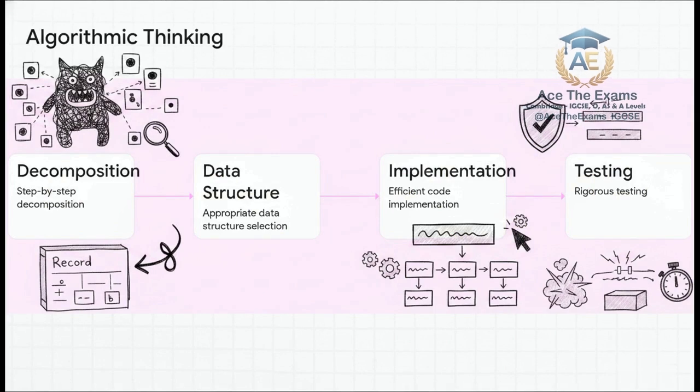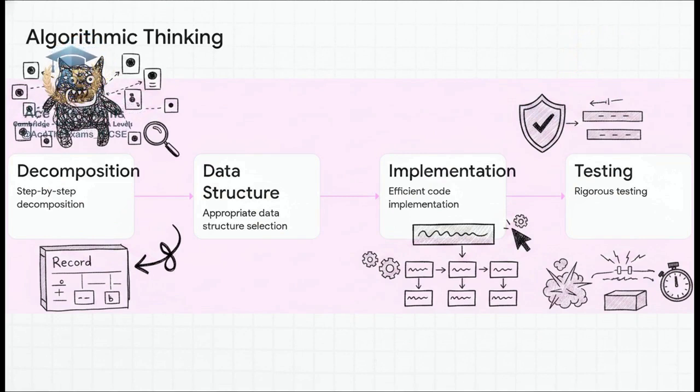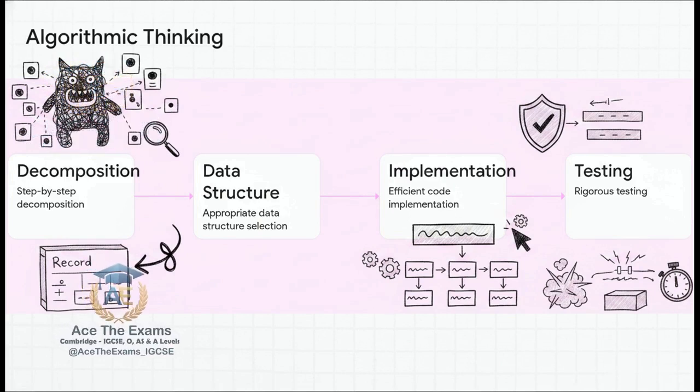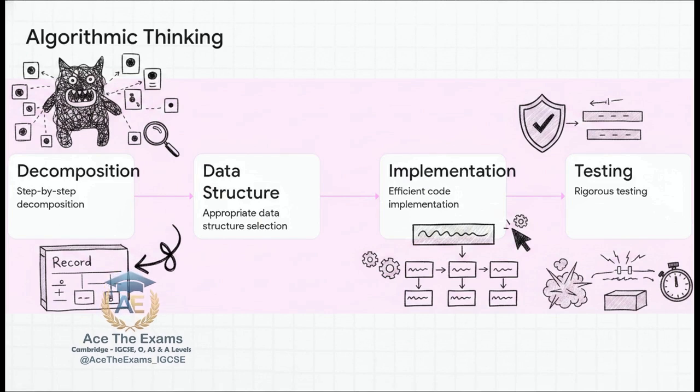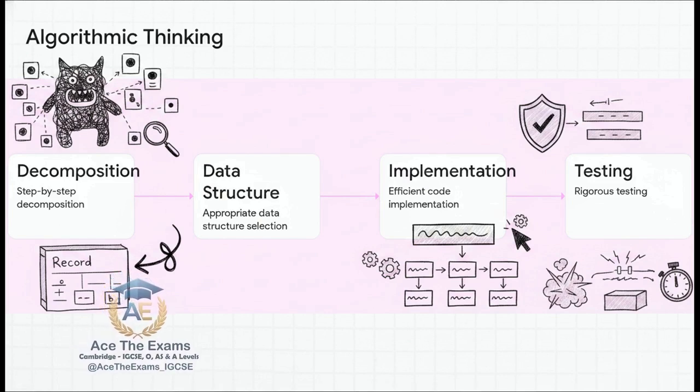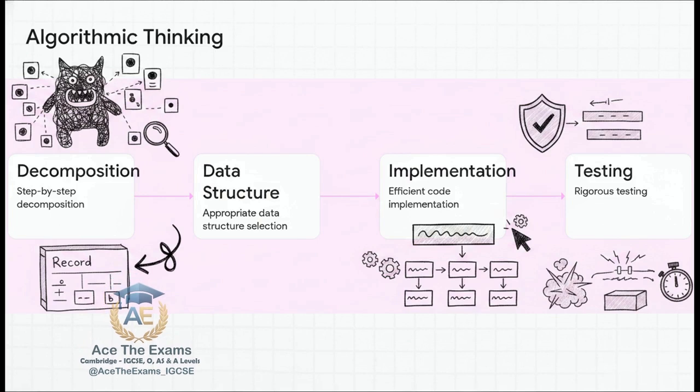First, step-by-step decomposition. You take the massive, scary problem and you break it down into tiny, manageable functions. Second, appropriate data structure selection. This is the exact moment where you look at the problem and decide, I have multiple related variables of completely different types here. I absolutely need a record. Third, efficient code implementation, writing clean, highly logical code to declare and manipulate that record. And fourth, rigorous testing, thinking about how to prove your solution actually works under pressure.